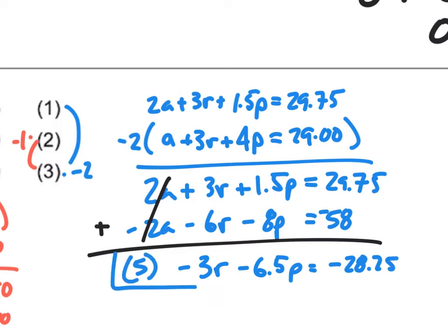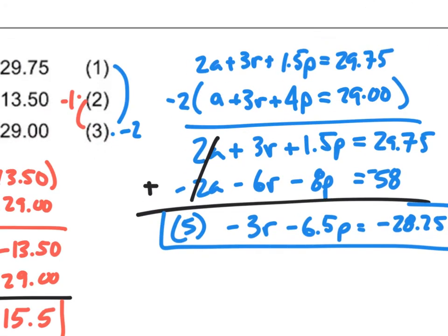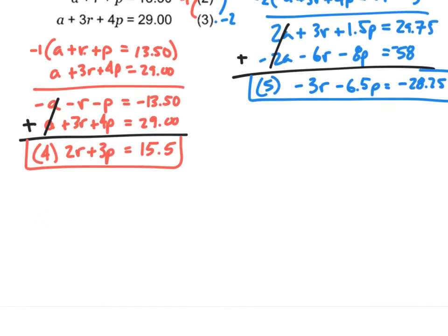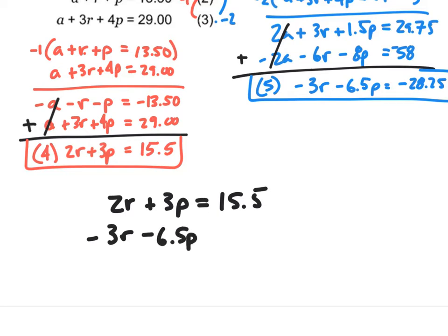All right, so now we've got equations 4 and 5, and let's just write them down next to each other. So I've got 2R plus 3P is equal to 15.5. Here I've got negative 3R minus 6.5P is equal to negative 28.75. So now what I want to do is solve for either R or P.